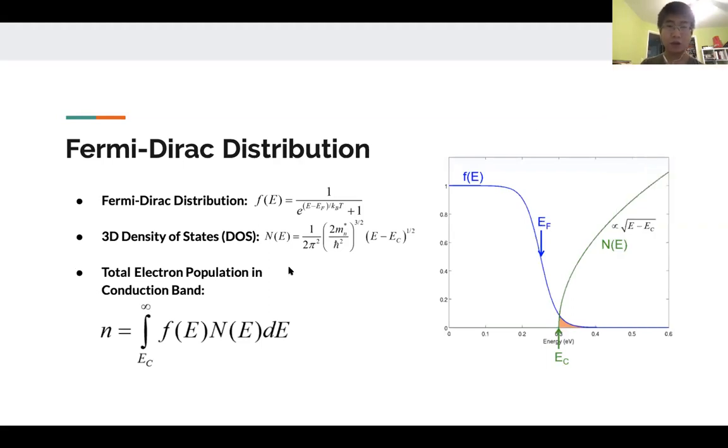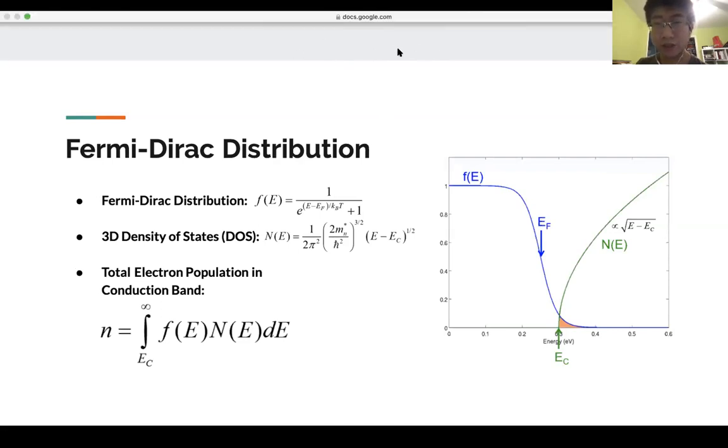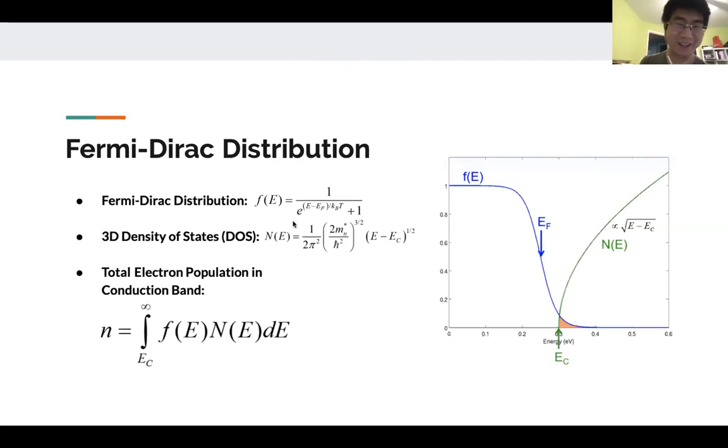First things first, I'll just go through a quick review of the Fermi-Dirac distribution. It is a statistical distribution that basically tells you how likely it is for a specific particle, and in this case, an electron, to be at a specific energy level.